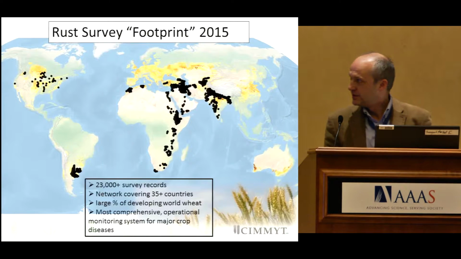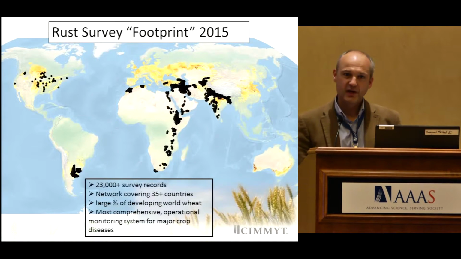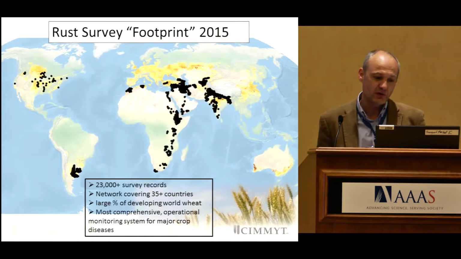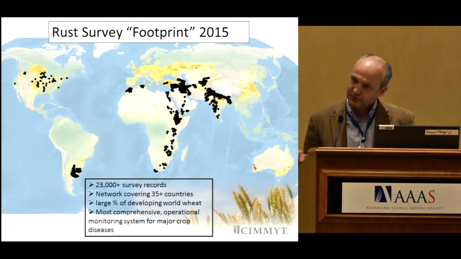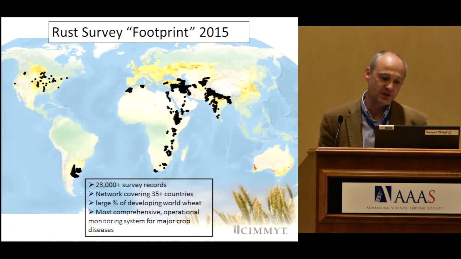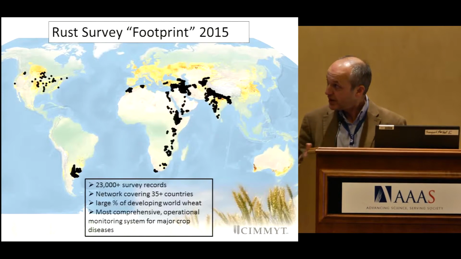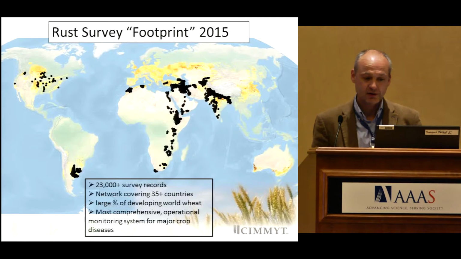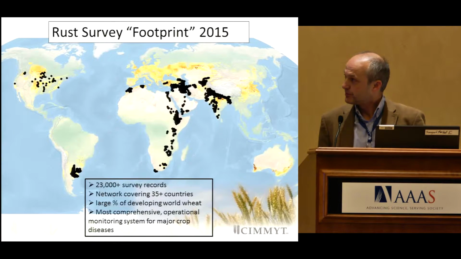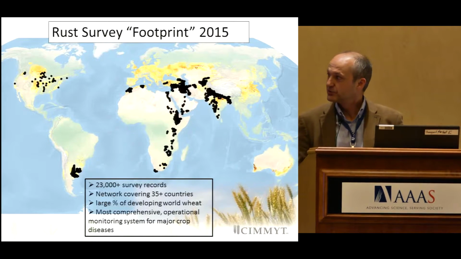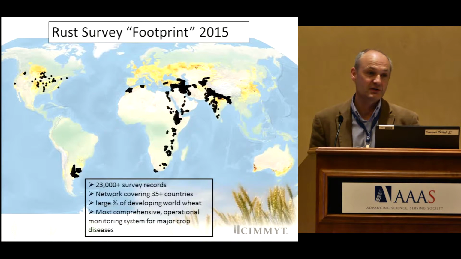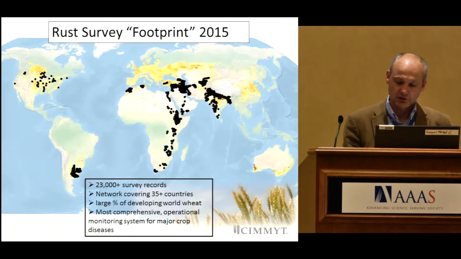Over the years, this is what we've been able to do. We've been able to put in place an extensive surveillance network covering 35, 40 countries, a large proportion of the developing world's wheat areas, and I think we've got to the point where it's probably the most comprehensive crop monitoring system that's currently operational.